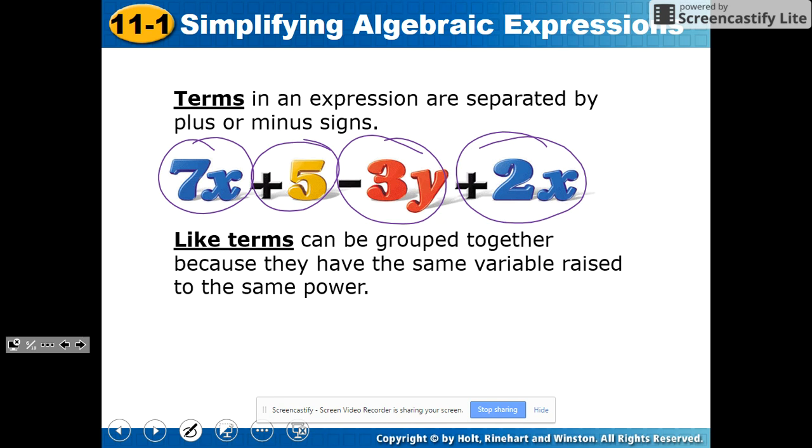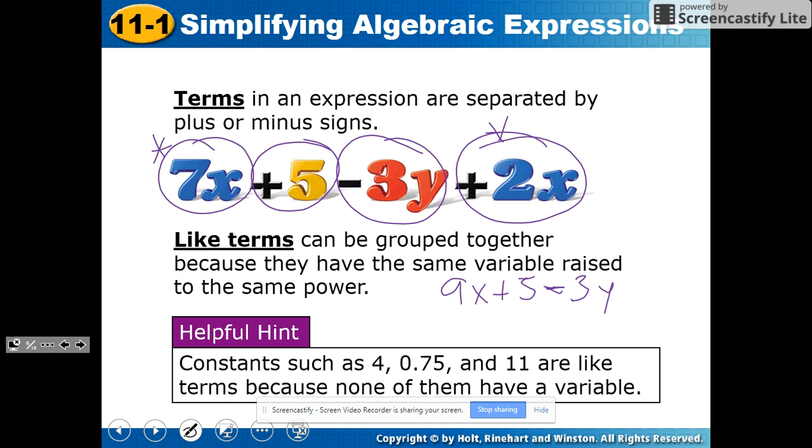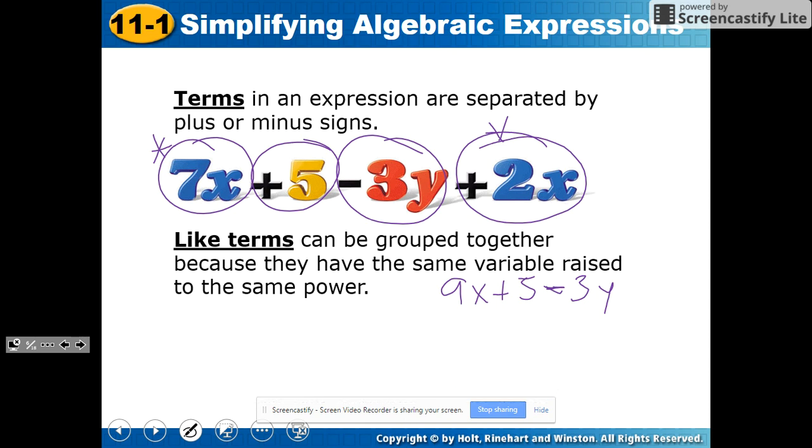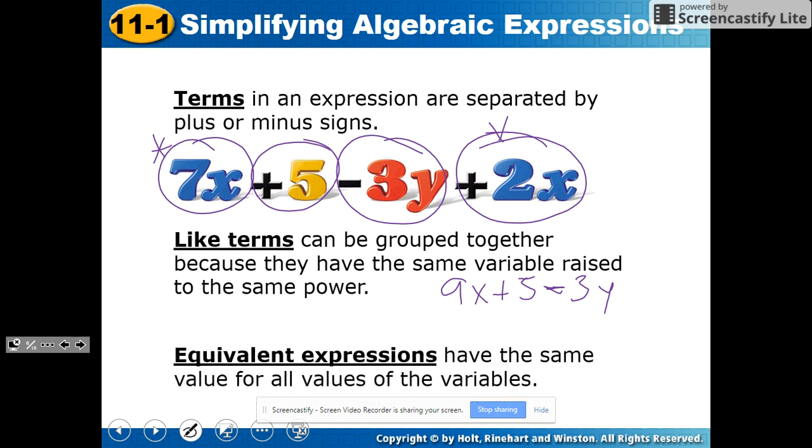Like terms, and we can write this definition down, can be grouped together because they have the same variable raised to the same power. So we could combine this 7x and 2x. 7x plus 2x would be 9x plus 5 minus 3y. Just a helpful hint, sometimes you'll have constants such as 4 or 0.75 and 11 that are like terms because none of them have a variable. They're just normal numbers, you can add them, subtract them, whatever. Last one is equivalent expressions. The definition is they have the same value for all values of the variable.